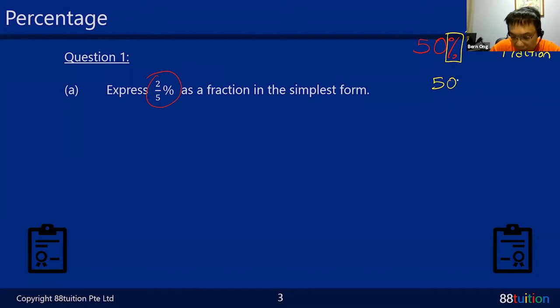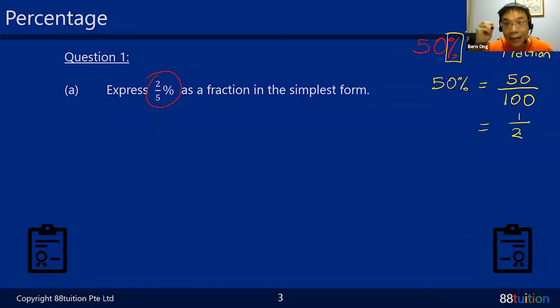Therefore, 50% can be written as what? Can be written as 50 over 100. Can you see now? So the 50 must be divided by 100. Shermaine, you're right, divide by 100. So therefore, this one will give you a half. So remember, divide by 100, divide by 100.